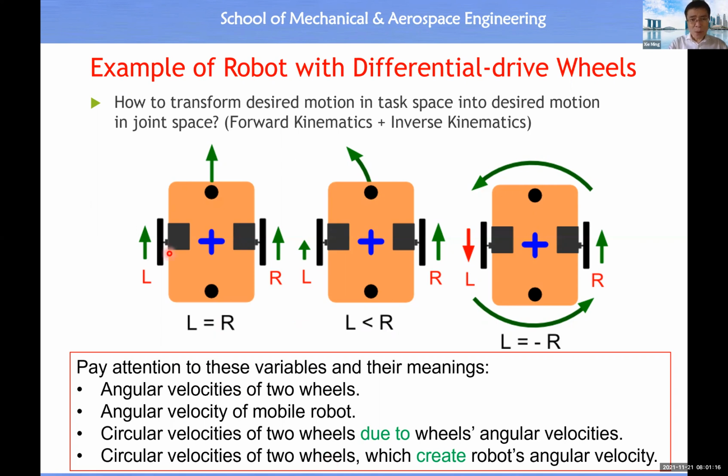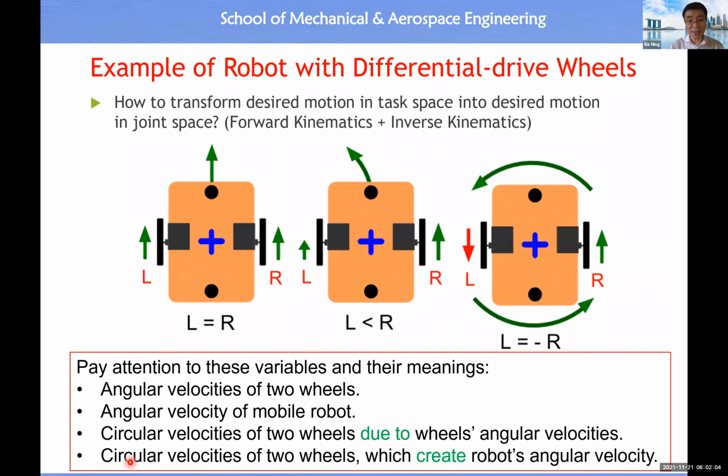Okay, then when the wheel rotates, and assume there's no slipping between the wheel and the ground, it means the axis of rotation of the wheel will have circular velocity or linear velocity. And this linear velocity is equal to the circular velocity on top of the wheel, all right? So the circular velocity of the two wheels could refer to the velocity at the center of the wheel or at the top of the wheel. So they are equal, okay? So this circular velocity is due to the wheel's angular velocity, all right?